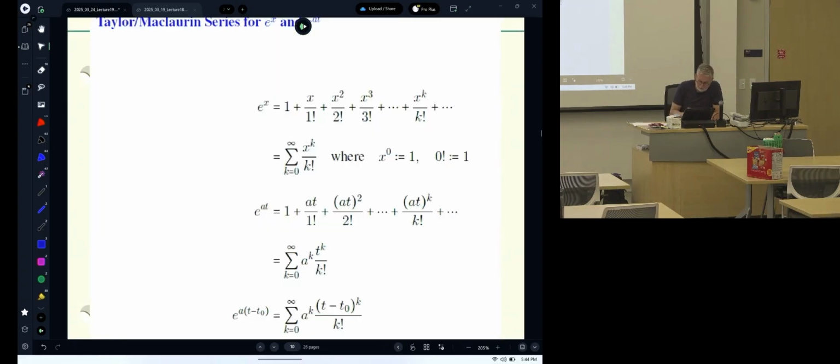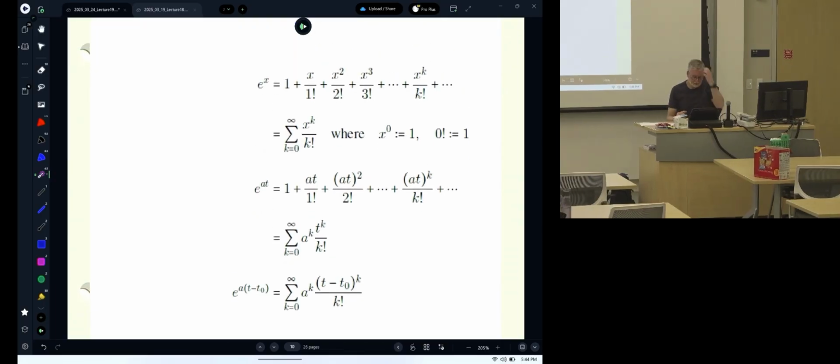Okay, so here's the infinite sum version. And the convention that's being done here: when k is 0, you've got x to the 0. So the convention is that's 1. And when k is 0, you have 0 factorial. The convention is that is 1. So that's just a convention.